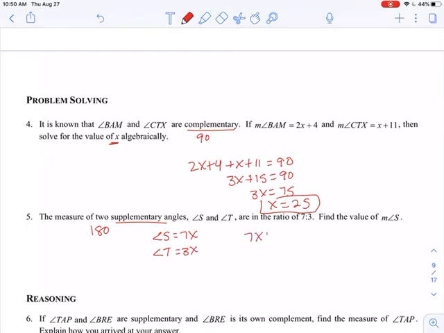Okay, so ratio problems are actually even easier than regular problems because whatever the ratio is, that's all you call them. If the ratio is 7 to 3, you call them 7x and 3x. If the ratio is 2 to 5, you'd call them 2x and 5x. So when their ratio is 7 to 3, they're supplementary, so I add them, I set them equal to 180. So 10x equals 180, x equals 18, and they want me to find angle S. So angle S was 7x, angle S is 7 times 18, and that's 126.